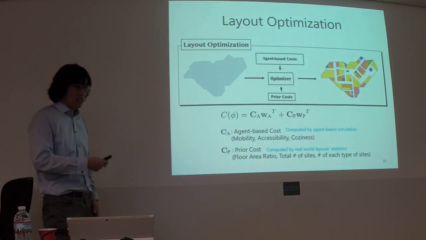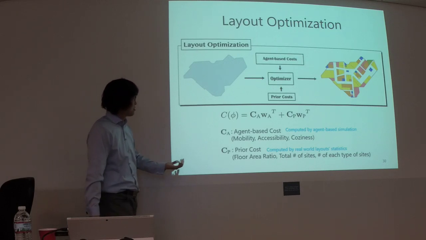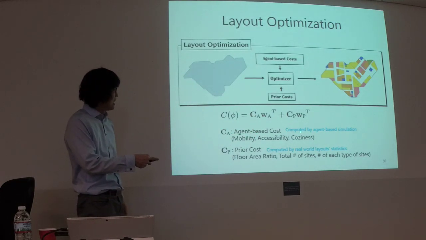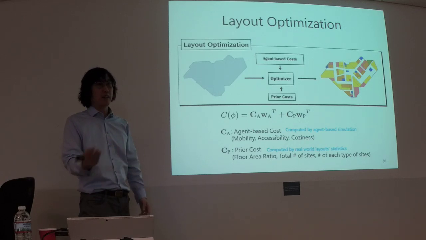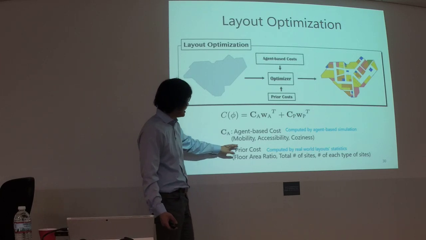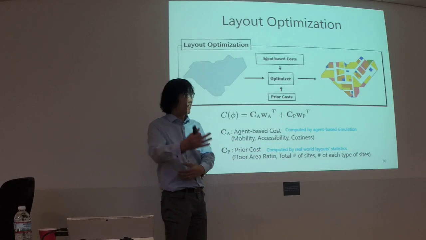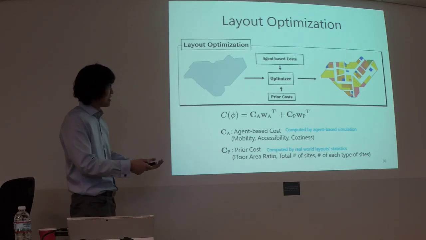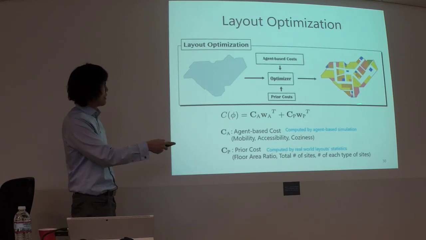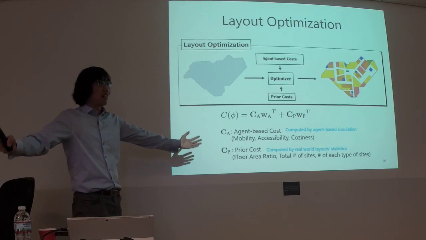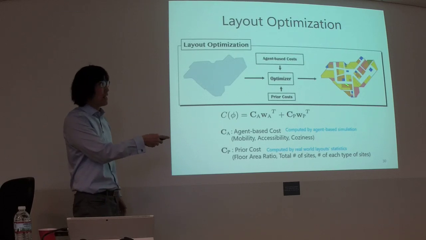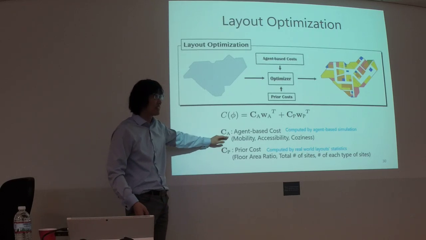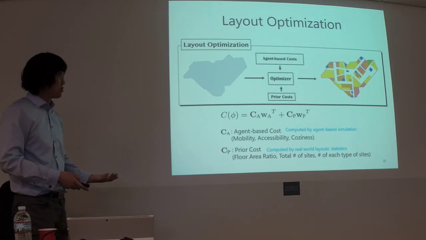Again, the optimization is done against a total cost function. We have two sets of cost terms. This set of cost terms, you call the agent-based cost. These costs are computed by running an agent-based simulation. For example, we can compute mobility, accessibility, coziness from the crowd simulation experience. And then we have some prior costs which are computed from real-world layout statistics. For example, a prior that tells you how many shops are typically in a shopping mall, or what the aspect ratios of different rooms are. This is less important compared to this. This is just some constraints that we usually follow.